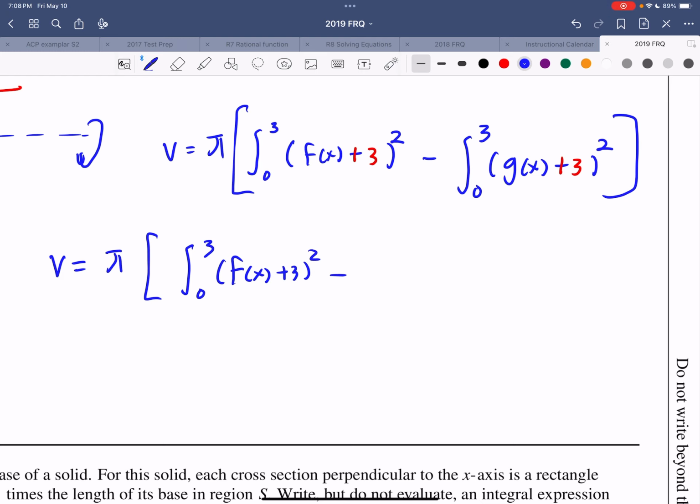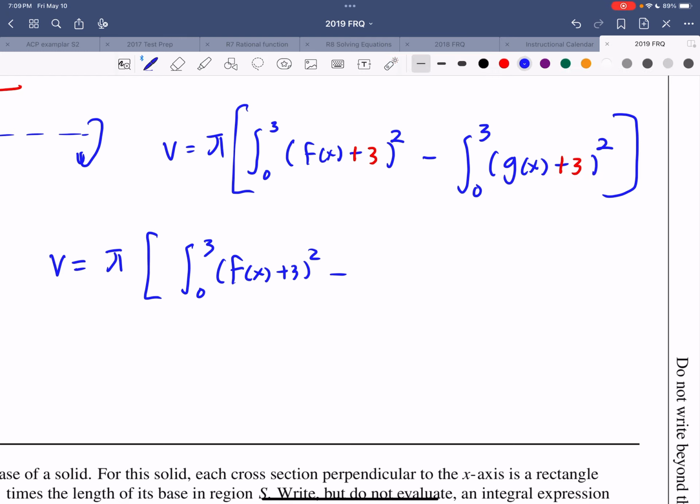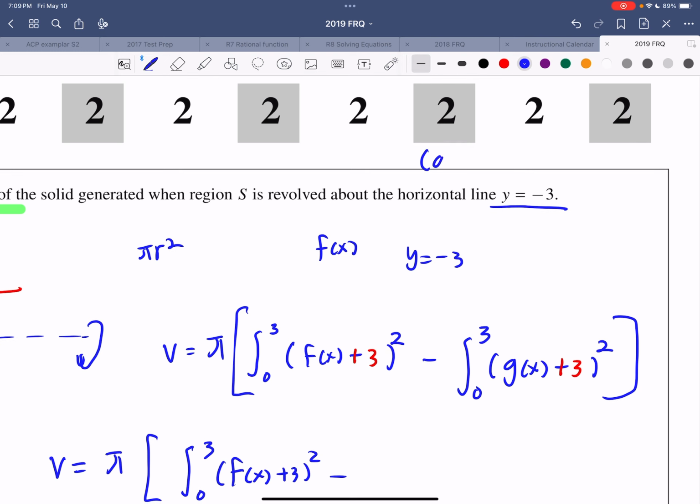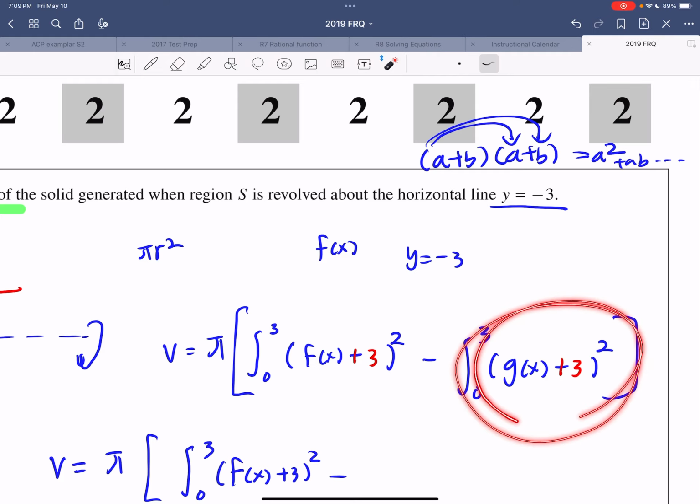Minus. The only problem is this portion: we know the antiderivative of g of x, but we don't know what this is. So this one you've got to do the FOIL. What I mean by FOIL is, do you remember this? If you have this one, you get a times a is a squared, a times b is ab, and so on. That's what you're going to do for this one.